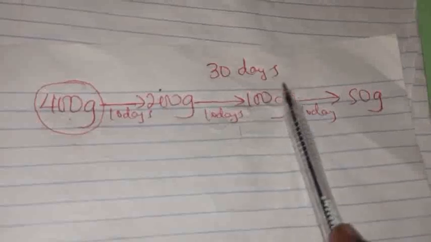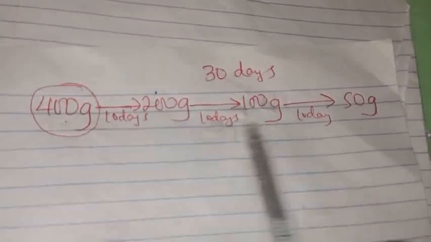That will give us 200 grams. Further, allow it to reduce to 100 grams, half its original mass, for 10 days. Then further allow it to reduce to 50 grams, half its mass, in another 10 days. The three give us 30 days. So in 30 days, the 400 grams will reduce to 50 grams.